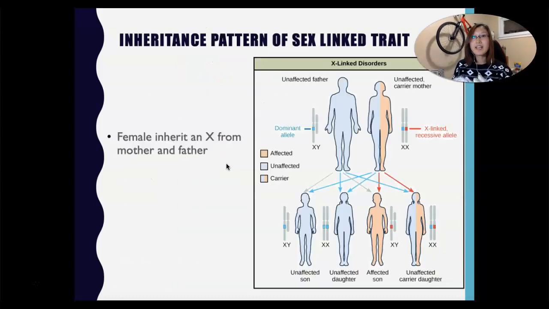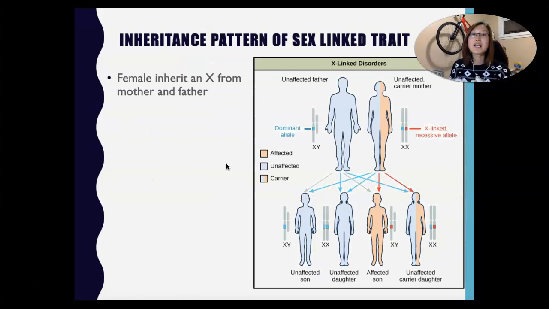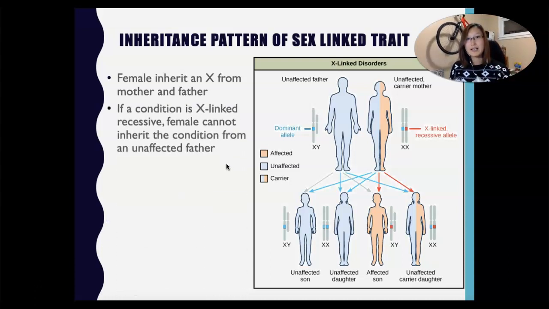So the inheritance pattern of an X-linked trait: a female has to inherit an X from mother and father, right? If you have 2 X chromosomes, you have to get 1 from mom, get 1 from dad. If you had an unaffected father, right? If the father is X^A Y, then the female child is going to be X^A X^a, or X^A X^A. So in that case, this female is not going to have the condition at all if this condition is X-linked recessive.